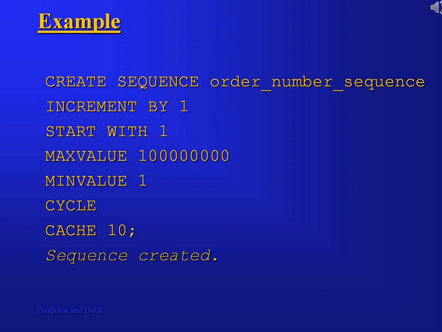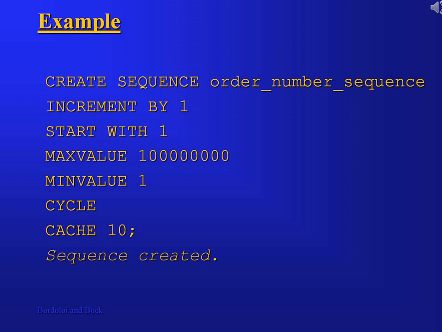Here is an example of creating a sequence: create sequence order number sequence, min value, max value, cycle, cache is 20 or 10. The sequence is created. Then increment by. This clause is used to specify the interval between the sequence numbers. The sequence numbers can be any positive or negative value, but not 0. If this clause is omitted, the default value is 1.